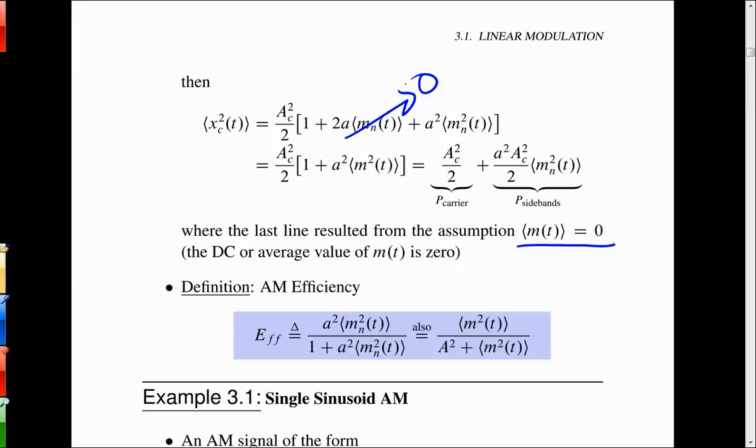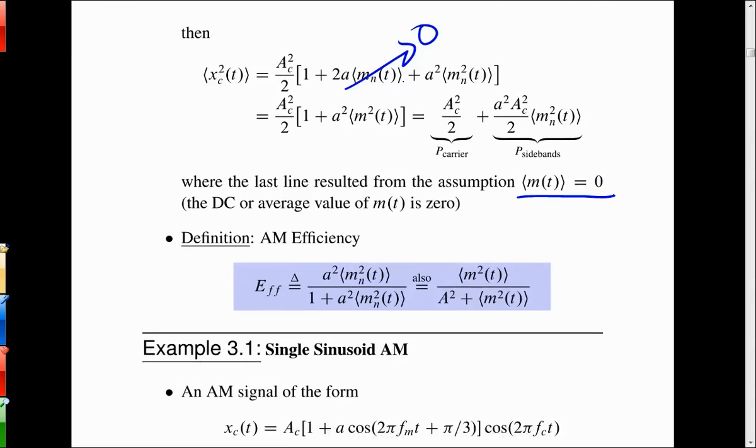And that's about as far as you can take it until you have a specialized form for the message. So that allows you to break it out into the pure carrier. No surprise there that the amplitude of the carrier squared over 2 is the power in the carrier, right? And then we have the little a squared AC squared over 2 times the time average of the normalized message signal squared. And that's the power in the sidebands.